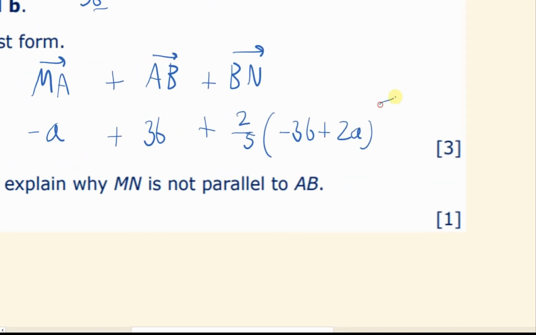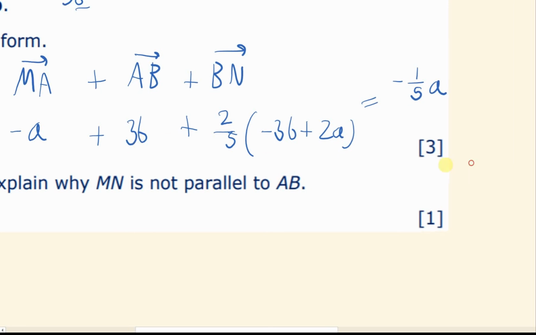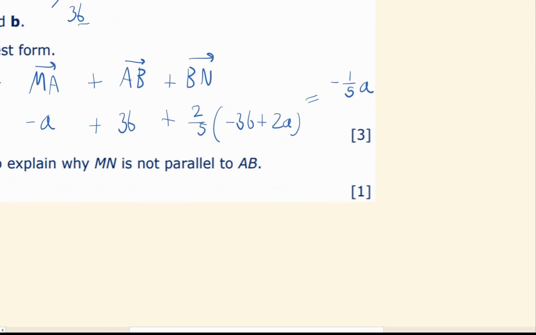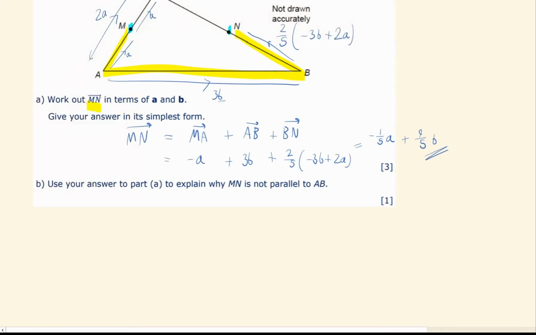And again, like most questions, this one asks us to put it in its simplest form. So we need to combine all our a's together. So here I've got minus a, and here I've got 4/5 a. So I'm now left with minus 1/5 of a. We then have 3b plus or minus 6/5 of b, which means I'm going to be left with 9/5 of b. Okay, so that's done there. Then part b: use your answer to part a to explain why MN is not parallel to AB.